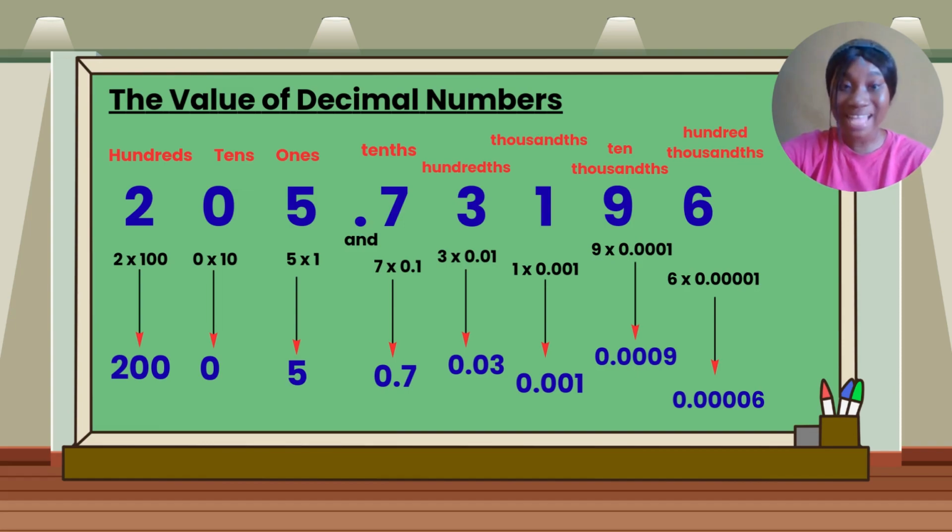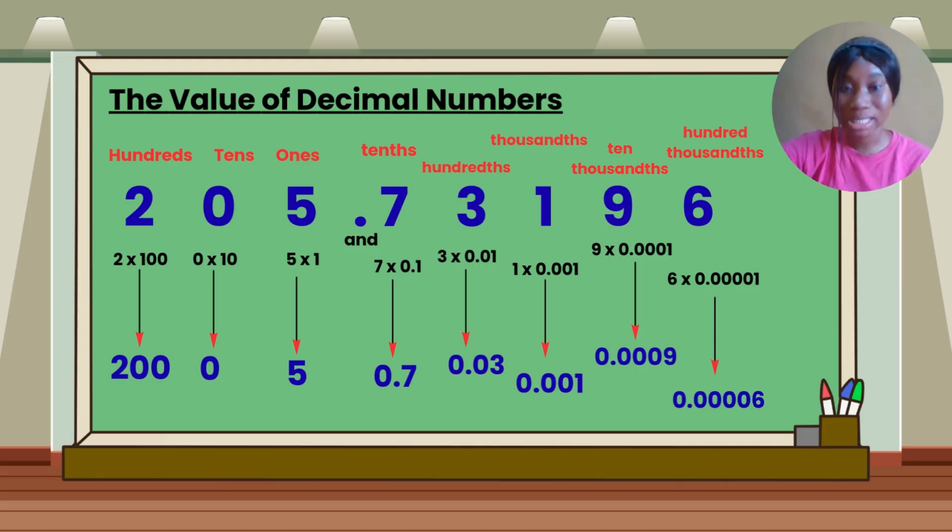Now in my hundredths position, I have 3 times 0.01. So for your 100, you're going to write it from the back, 0, put point, and then the other 01. You get that? So 3 times 0.01 gives me 0.03 or 3 over 100 for your hundredth position.